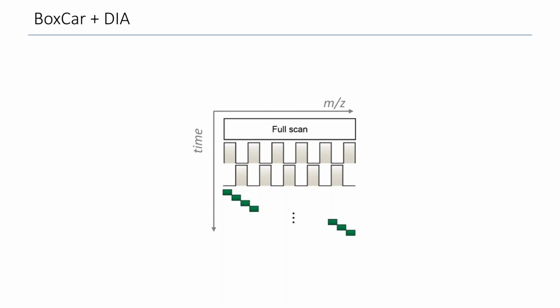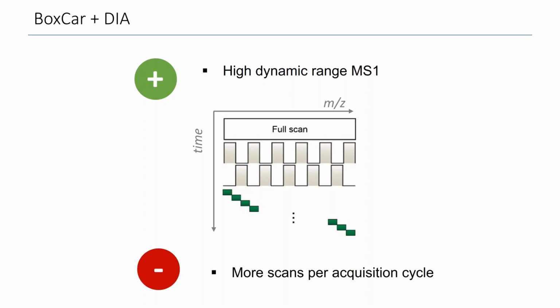So this is the way we implemented this. We would still acquire a general or standard MS1 scan, but after this, we would have these BoxCar scans, which are depicted here by these little boxes. And then after the BoxCar scans, we would start filling the DIA windows, the DIA segments, and cycle through all the windows that we have, and then start again from the full scan. The big advantage of this acquisition method is that you really boost your dynamic range on the MS1 level. However, as you can also see in this little figure, you add 2 extra scans to your acquisition cycle.